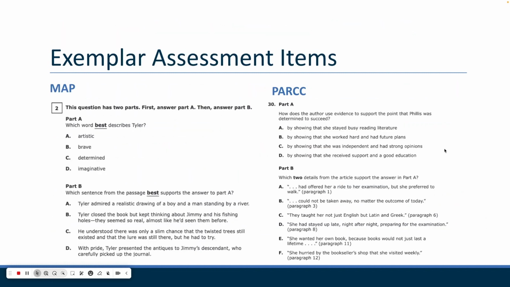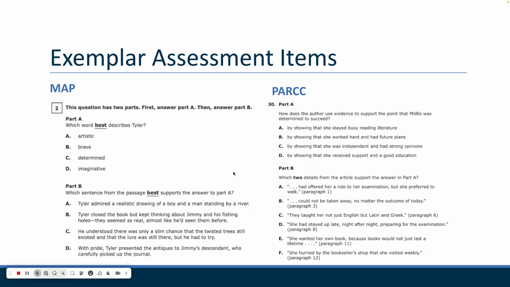For this standard, RL.5.3, here we have 2 assessment items that assess the standard. The first one is from Missouri Map and the other is from Park. And in both instances, students have to read a text independently before answering these questions.